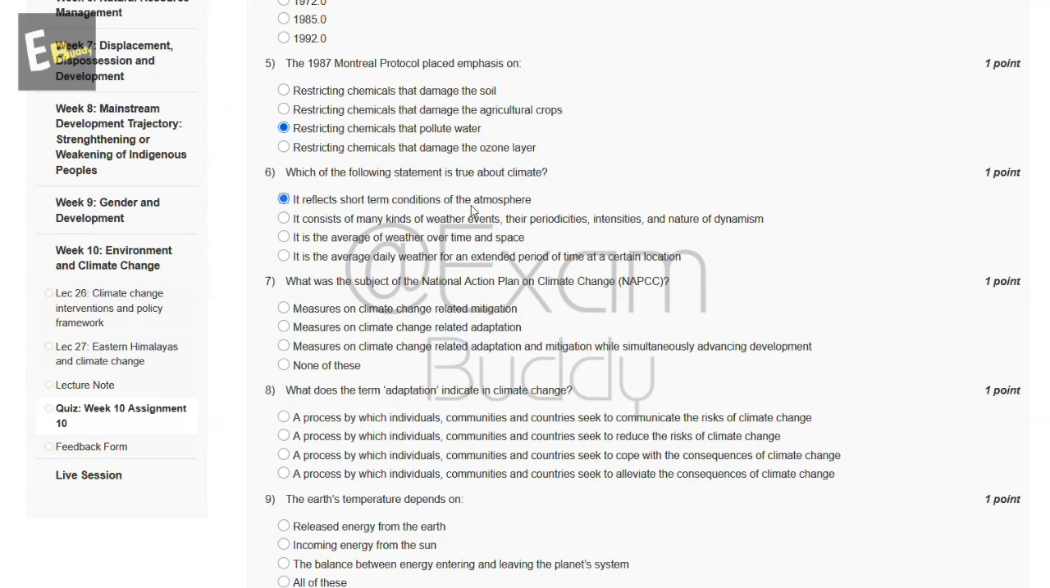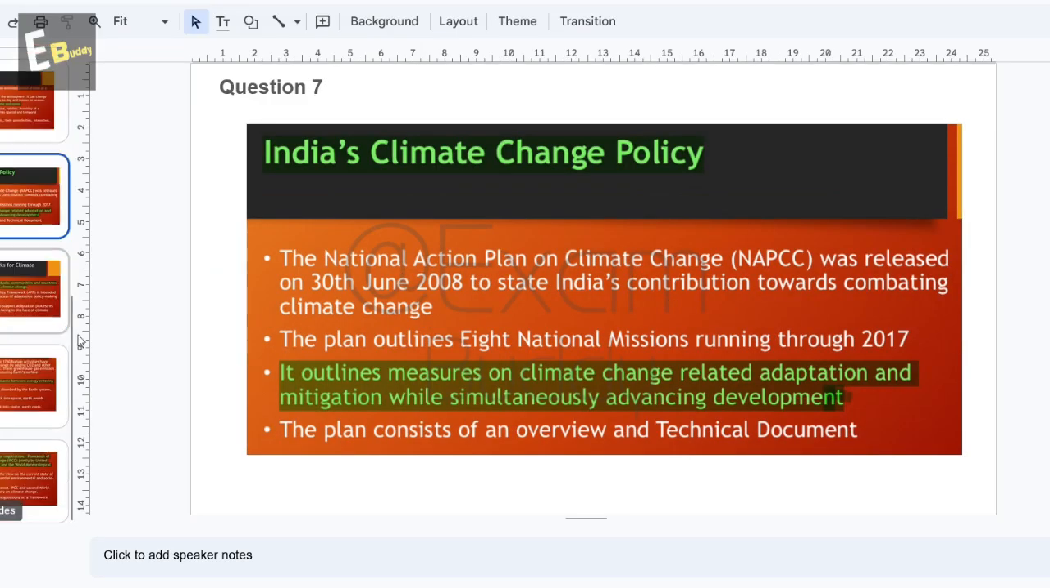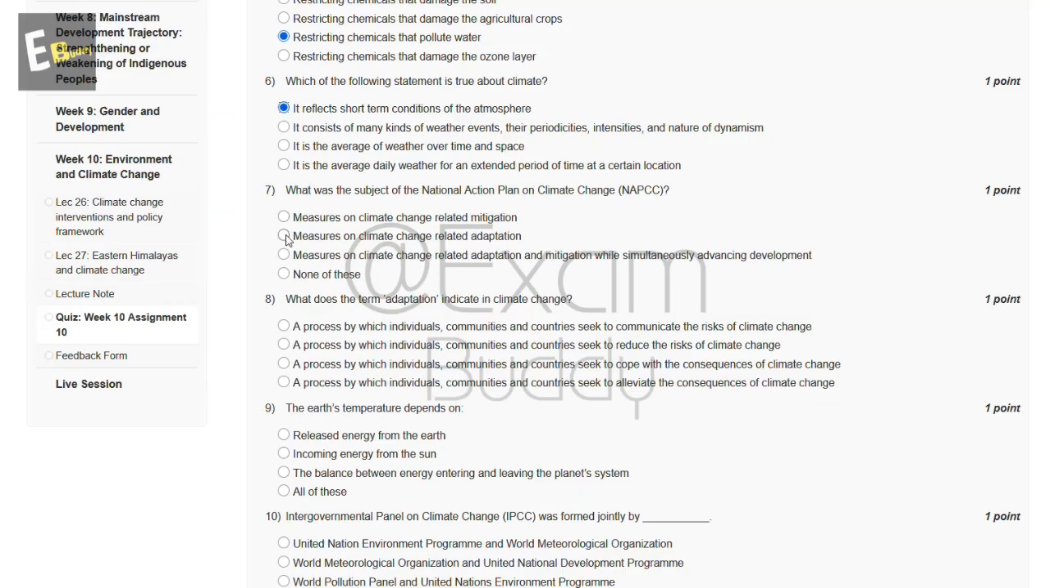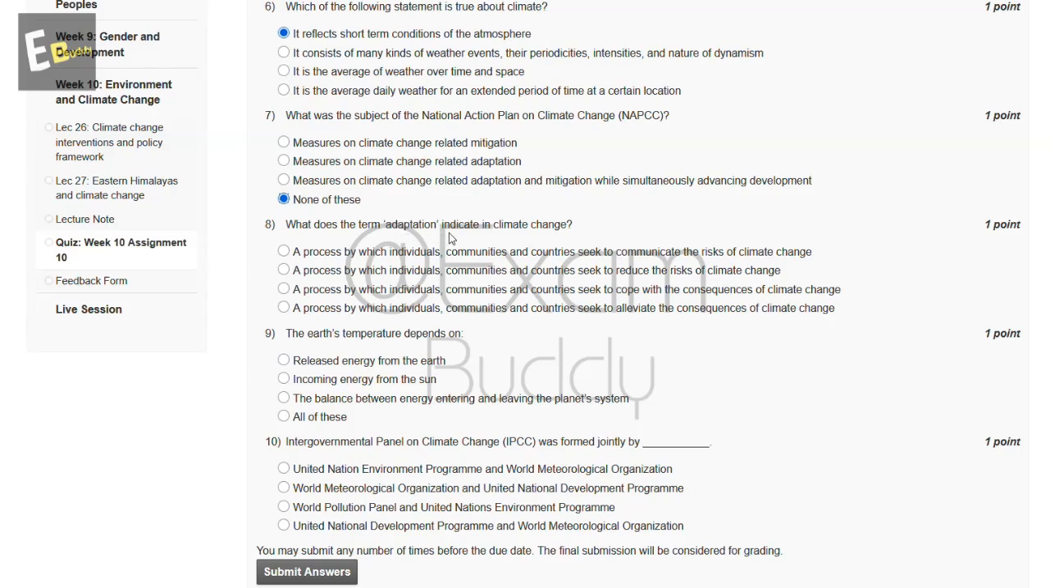Now, the seventh question is what was the subject of the National Action Plan on Climate Change? So these are the options. And now let's check the answer of our seventh question. So question seventh, India's climate change policy. It outlines measures on climate change related adaptation and mitigation while simultaneously advancing development. So the answer of our seventh question is D. None of these.